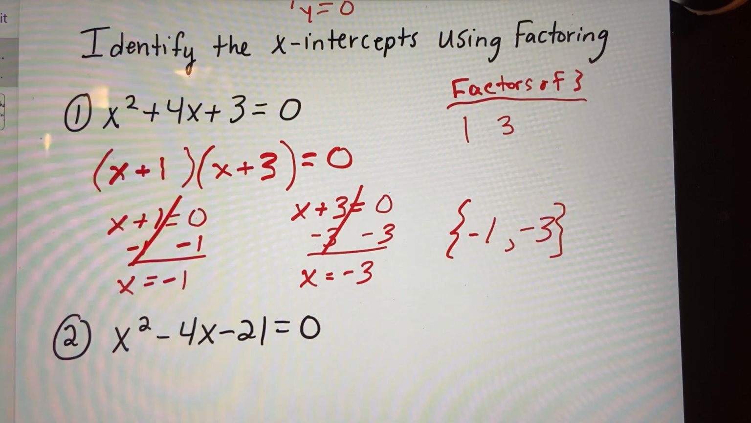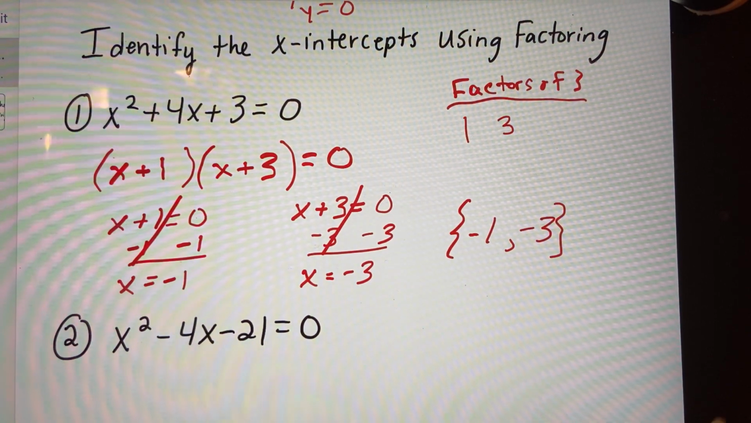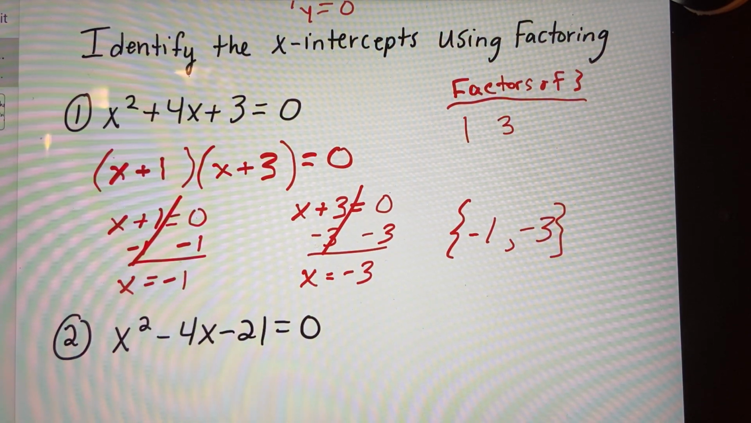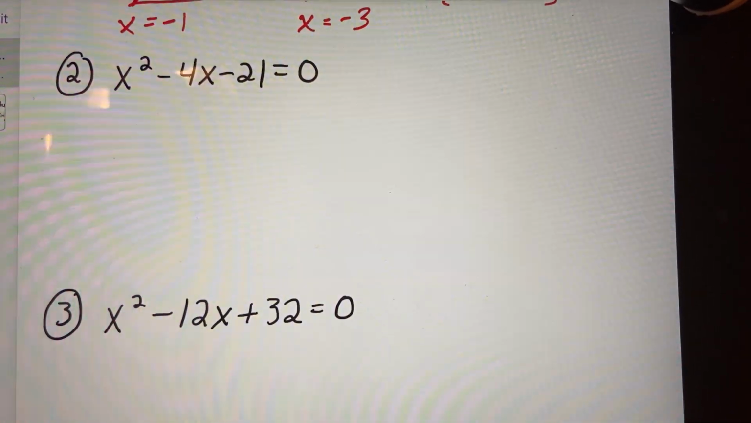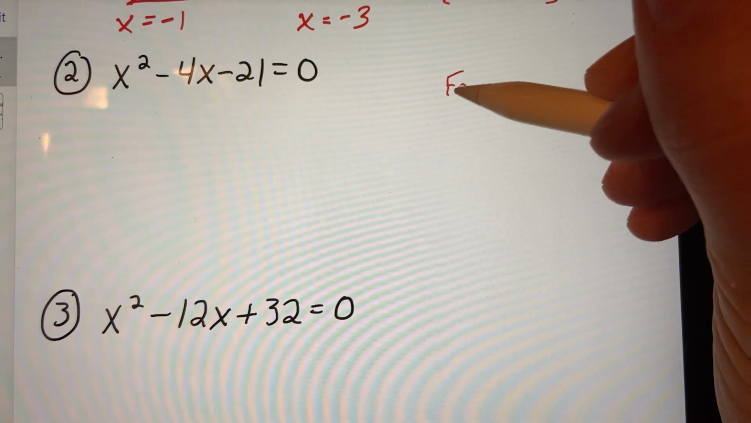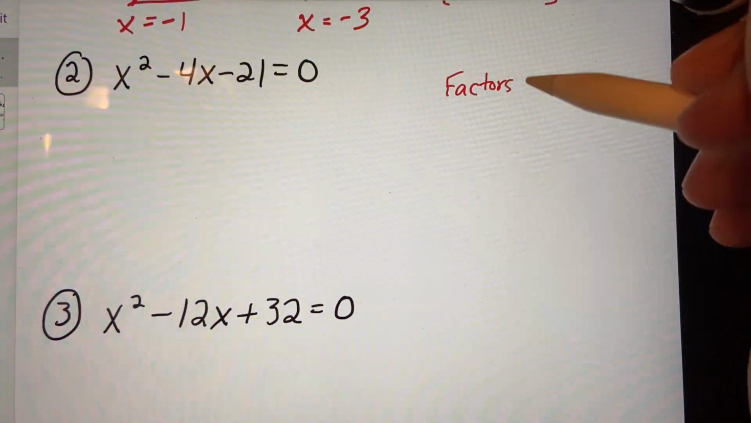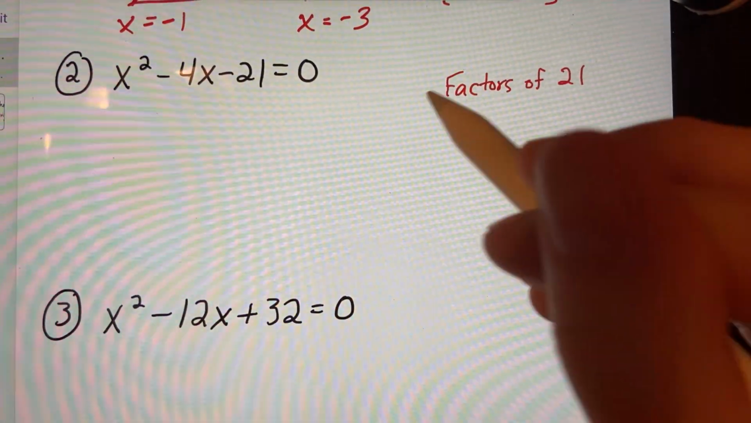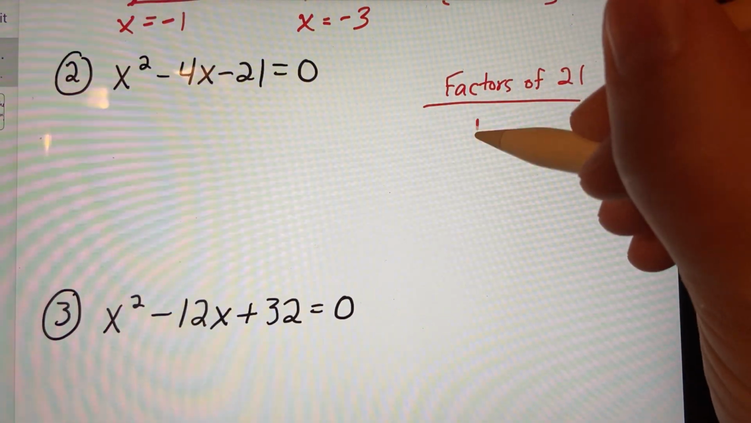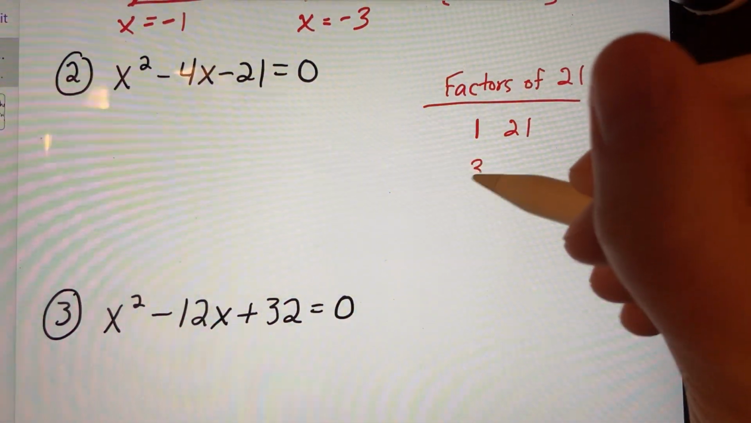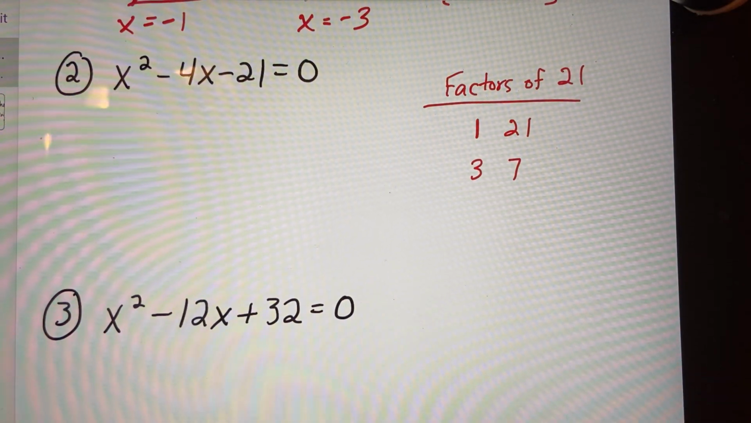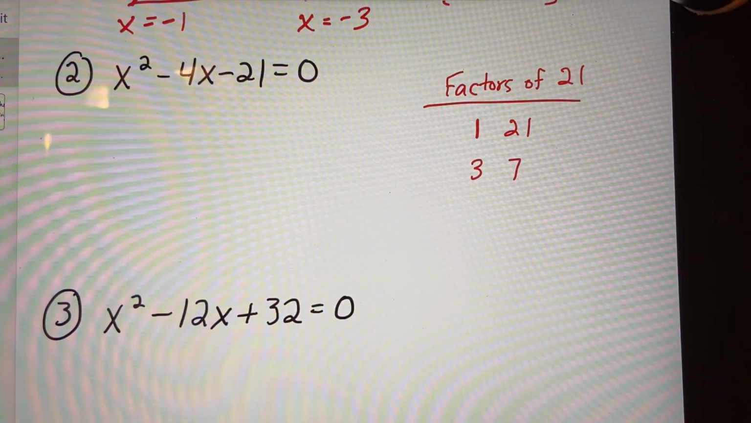Okay, let's look at the next problem, something with a little bit larger number. So we've got x squared minus 4x minus 21. So I want to start out by writing down the factors of that last number, factors of 21. So that's 1 and 21. And then we have 3 times 7, okay? So what numbers multiply to equal that?